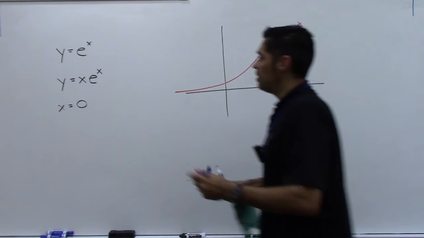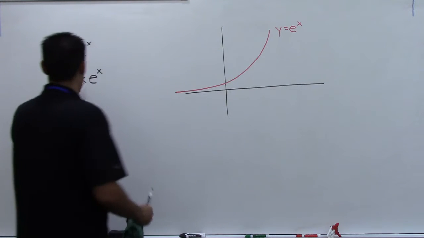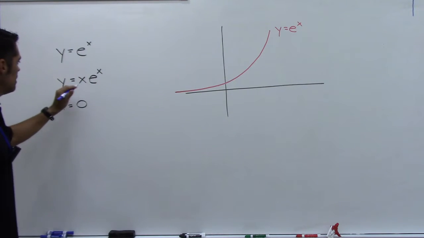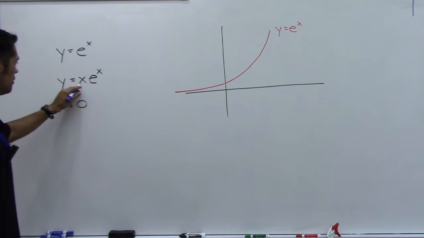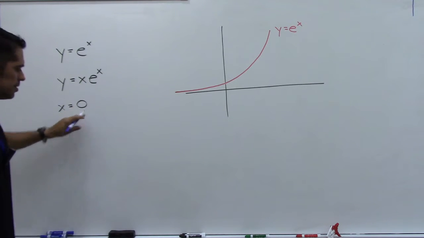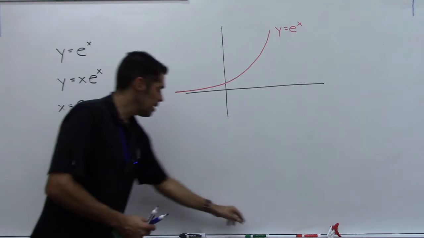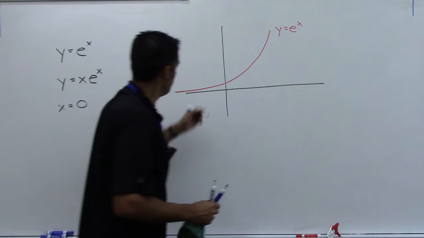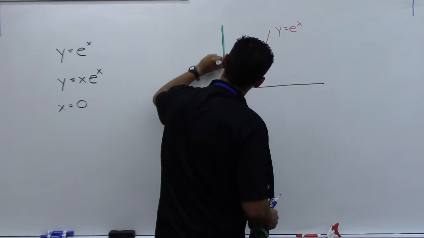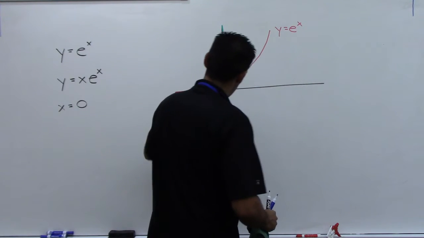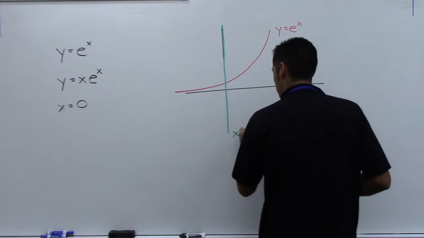Now, x e to the x. That may not be something as obvious, so let's just plug in some points. Actually, before we do that one, x equals 0. Where is x equals 0? X equals 0 is a vertical line, and it's actually the y-axis.